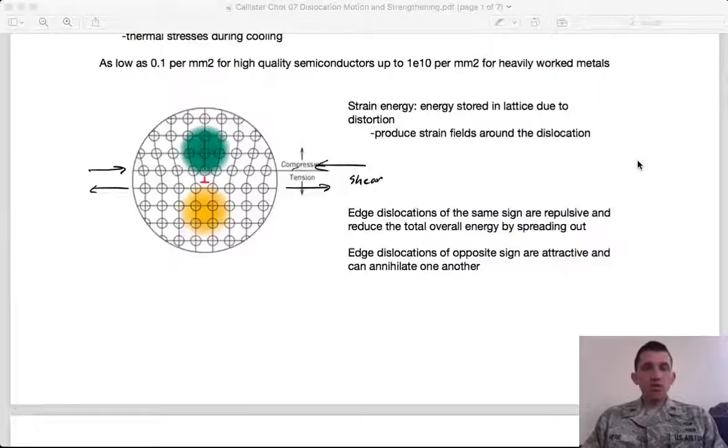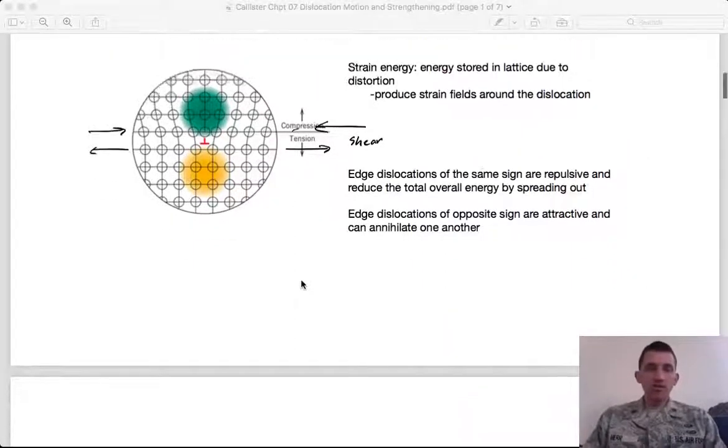And so these dislocations have a high amount of strain energy. When we say strain energy, what we're talking about is the energy that's stored in the lattice due to the distortion. Remember, we can go back often to that energy curve. So at equilibrium, we're at the bottom of the well, and if you force it off of that equilibrium position, it has to go to higher energy.